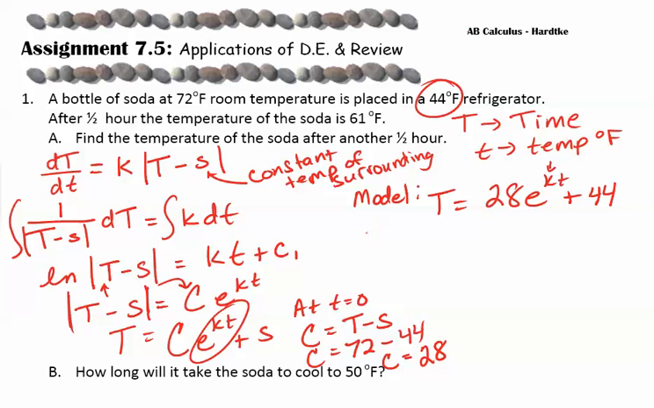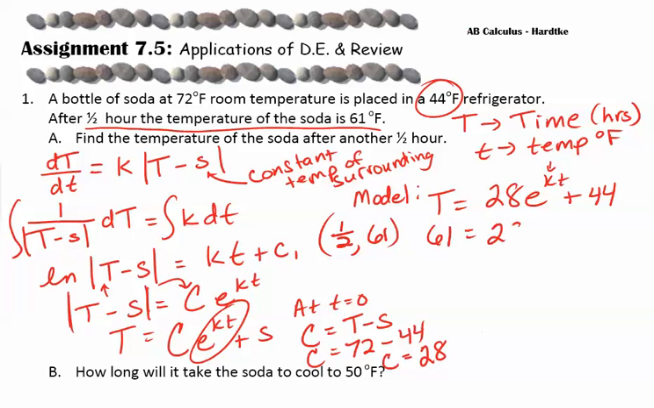And that we need to plug in a specific value, and that's given to us here in the second sentence, after 1/2 hour. So this is where you have to choose. Are you going to use 30 minutes, or are you going to use hours and stick with 1/2? So I think I'll stay with time in hours. You could do the opposite. So I know that after 1/2 hour, our temperature is 61. So I could substitute this in for T.